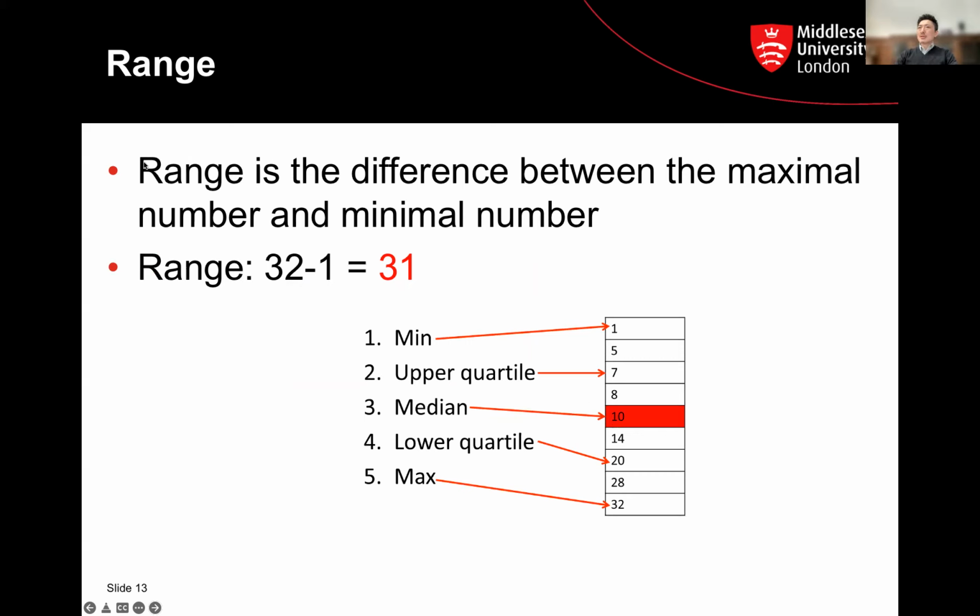Okay, and so this is the next concept, which is called range. And range will be the difference between the maximum and minimum number. So you need to find the minimum and maximum value. Once you sorted the sequence, that's quite easy to do. And the difference between them is the range. So in this case, it will be 32 minus 1, which gives you 31.